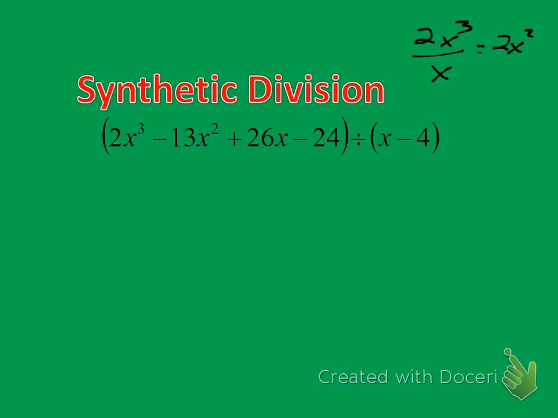So, this is going to be a process and a procedure that you guys need to learn how to do. Okay, it's not a hard procedure. There's a little bit of setup though, okay? The first part of the setup is this. You're going to take the numbers that you see in front of all the x cubes and the x squares and write them in a line.